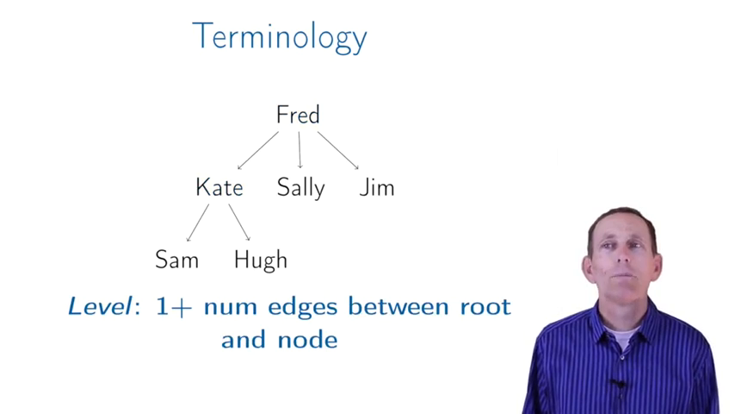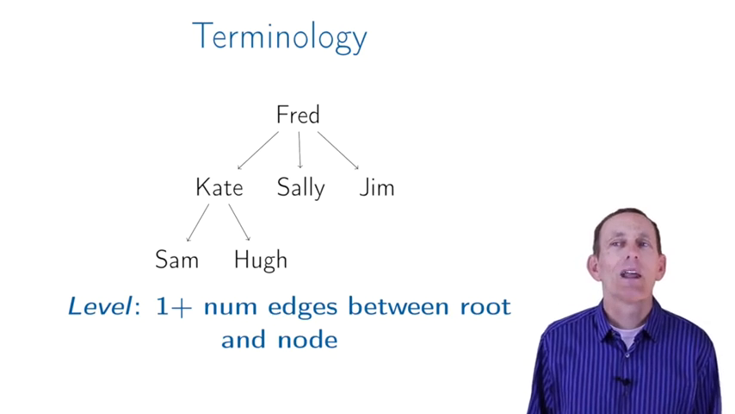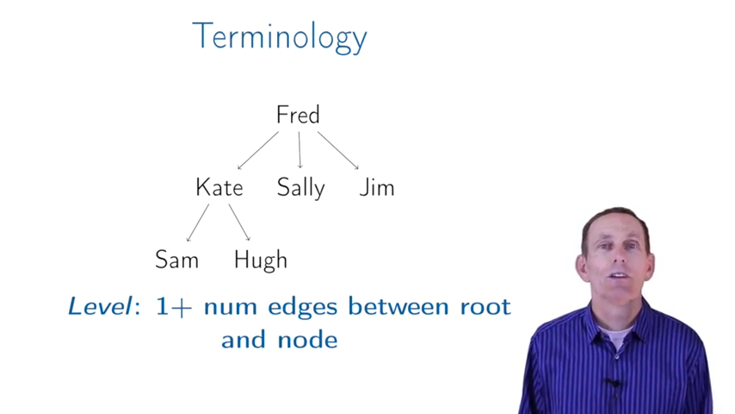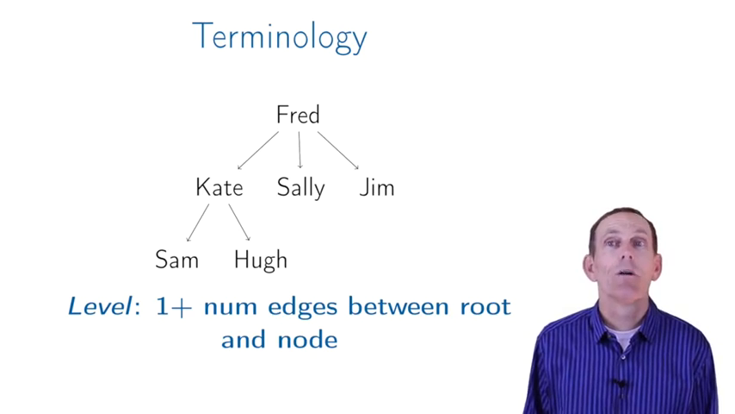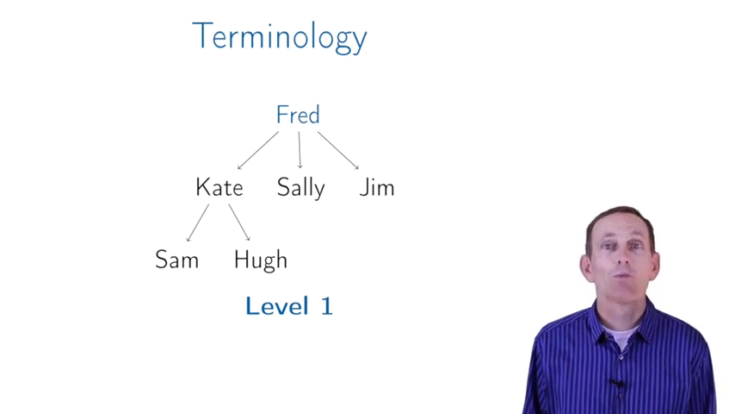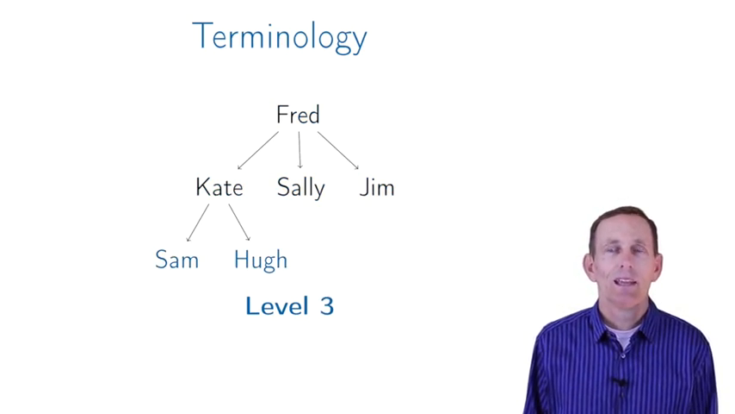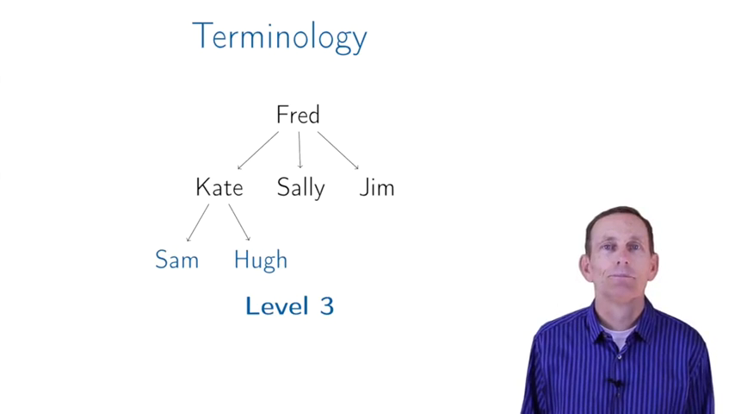The level is 1 plus the number of edges between the root and the node. So let's think about that. Fred: how many edges are there between the root and the Fred node? Well, since the Fred node is the root, there are no edges. So its level would be 1. Kate has 1 edge between Fred and Kate, so its level would be 2, along with its siblings, Sally and Jim. And Sam and Hugh are level 3.